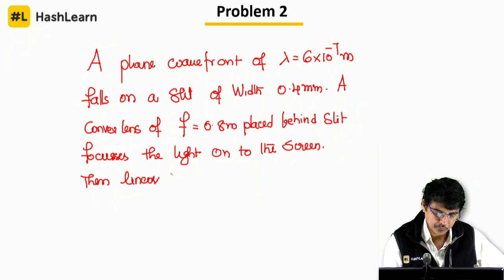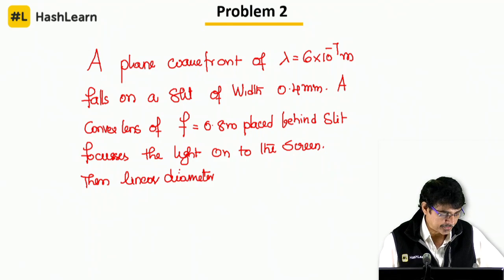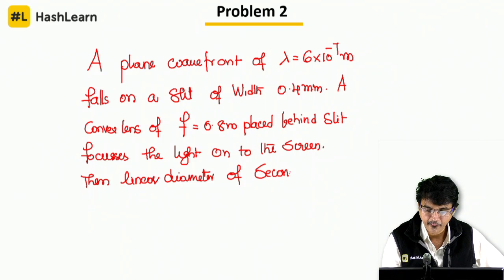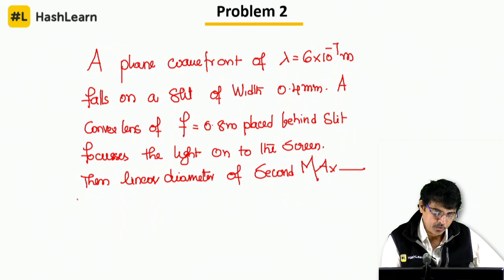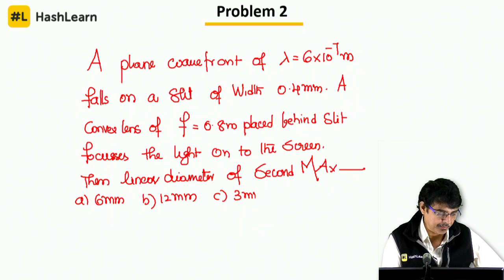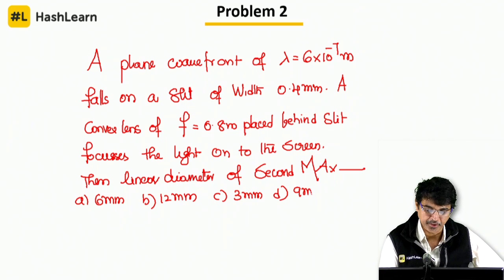Linear diameter of second max is dash. Option A 6 mm, option B 12 mm, option C 3 mm, option D 9 mm.